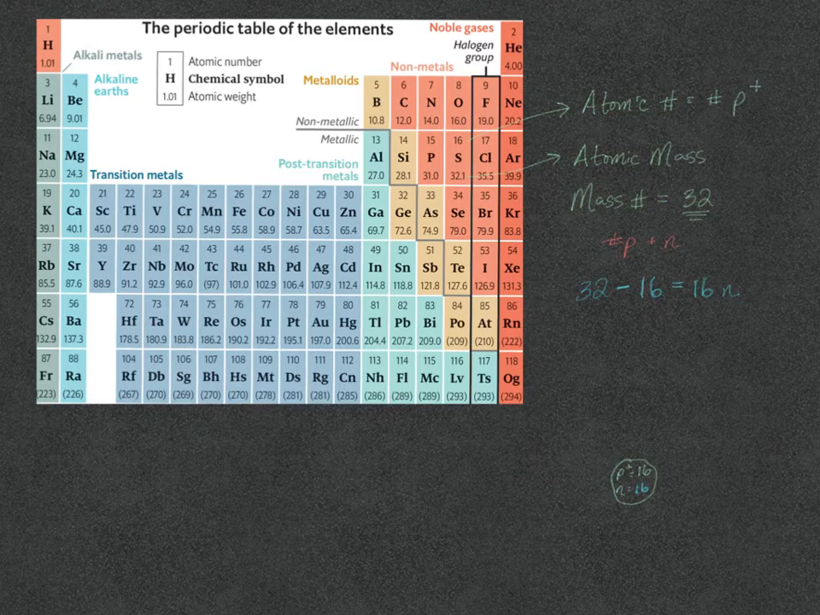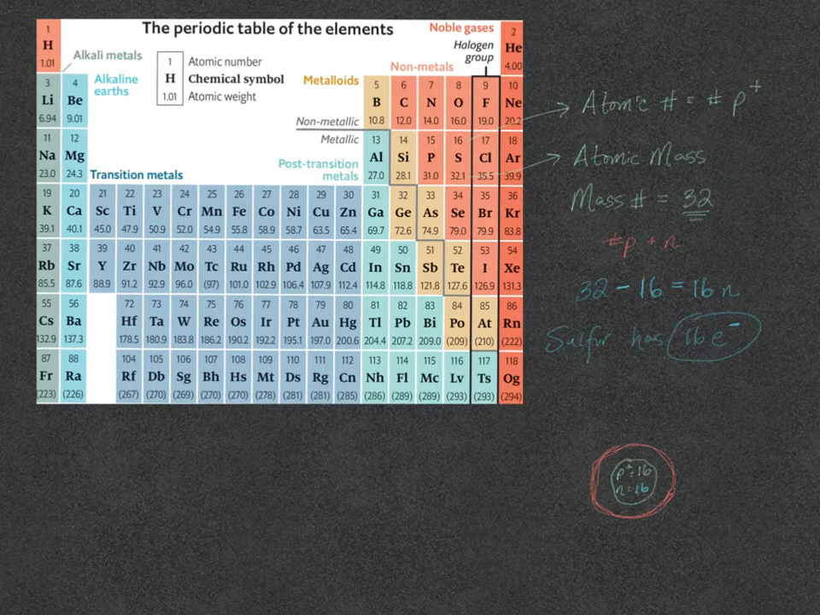So sulfur has 16 electrons, and that's our symbol right there for electrons, just an e with a negative. We need to place those 16 electrons around this sulfur nucleus. What I'm going to do here is draw an orbital, an electron shell, and I'm going to place some electrons in this electron shell.